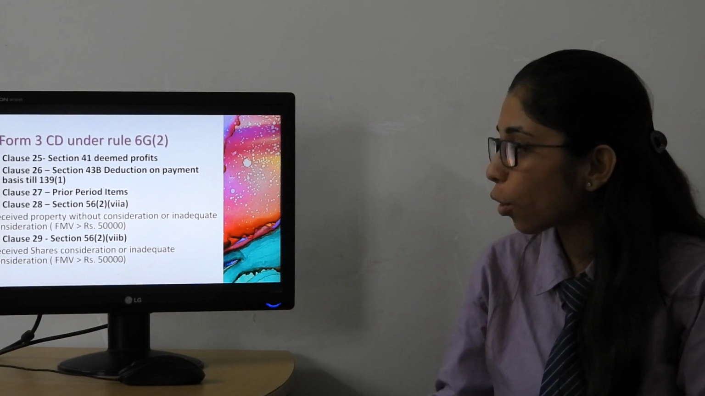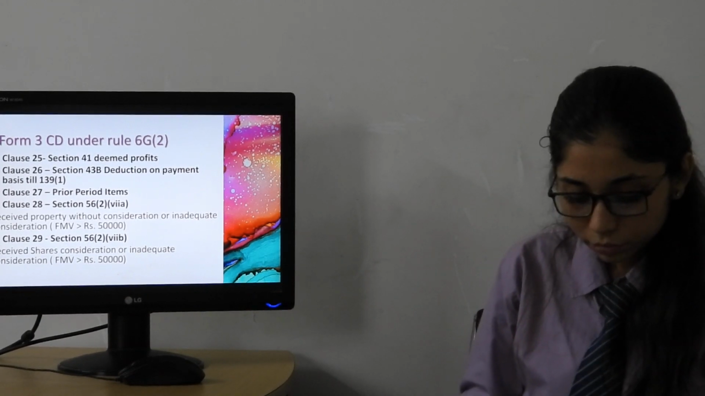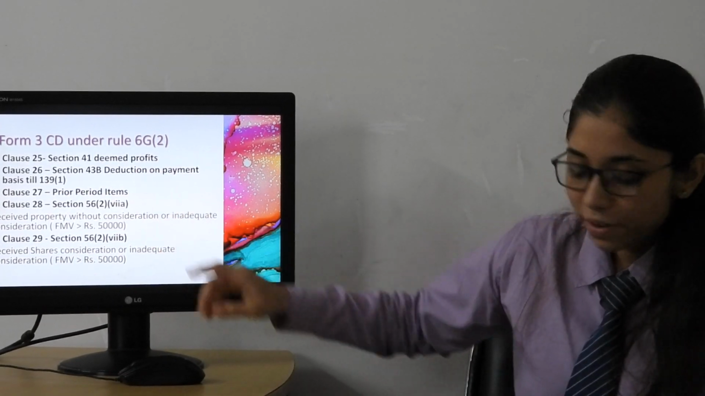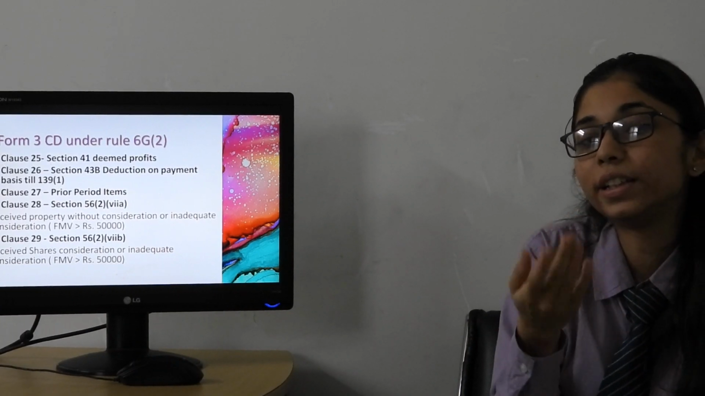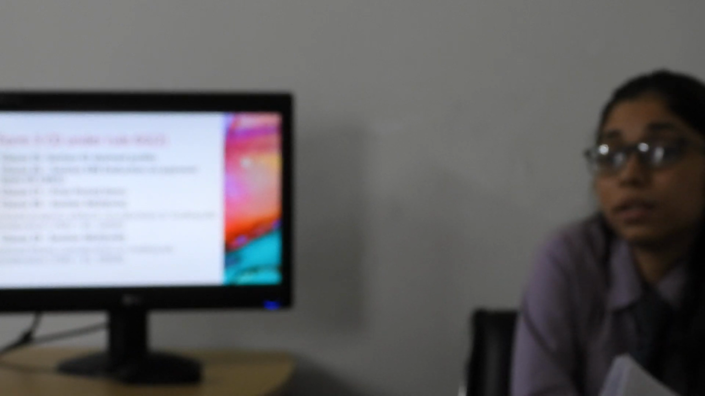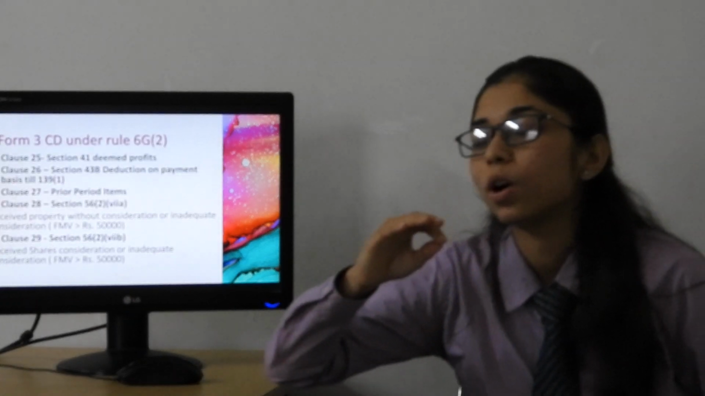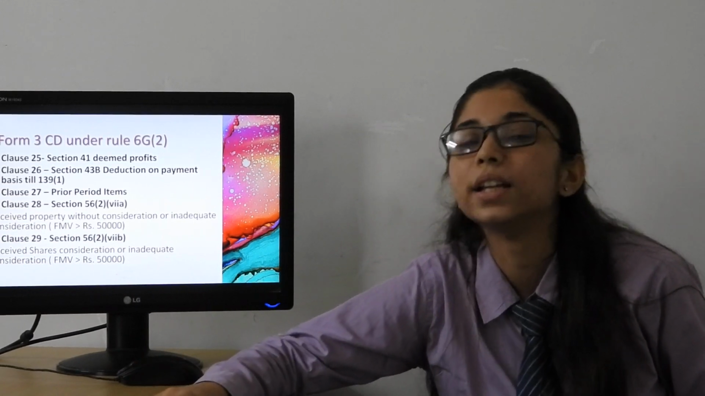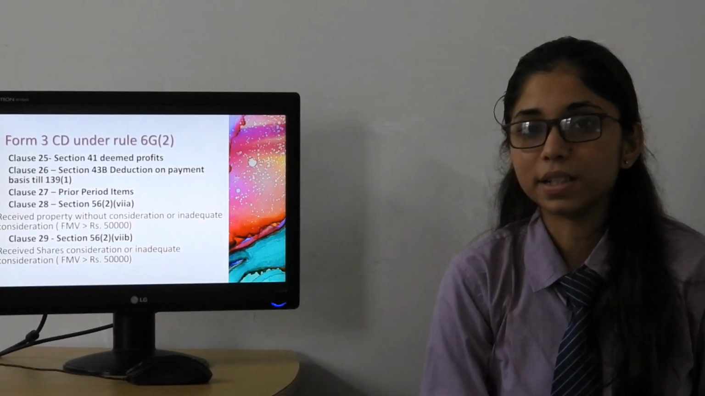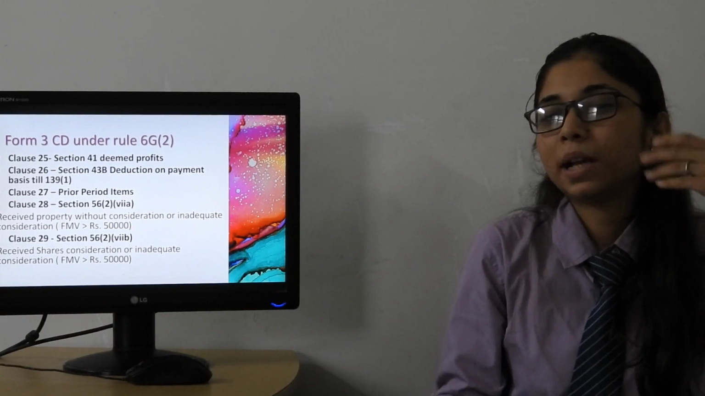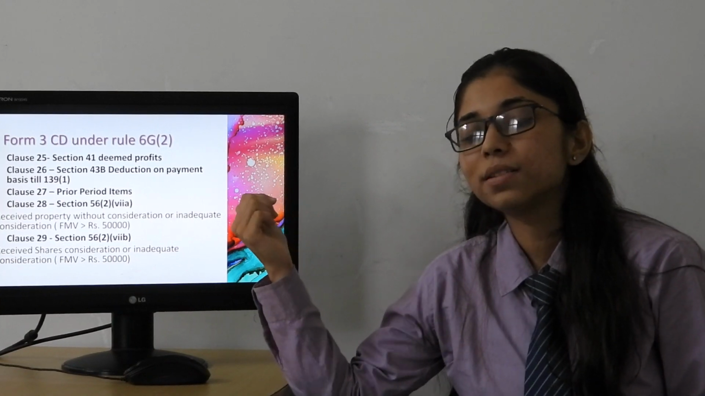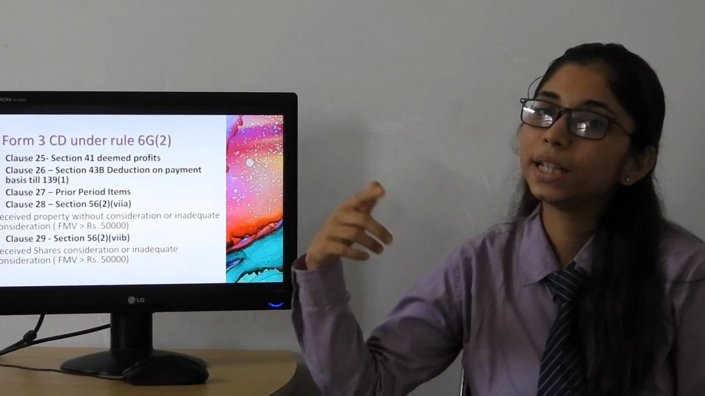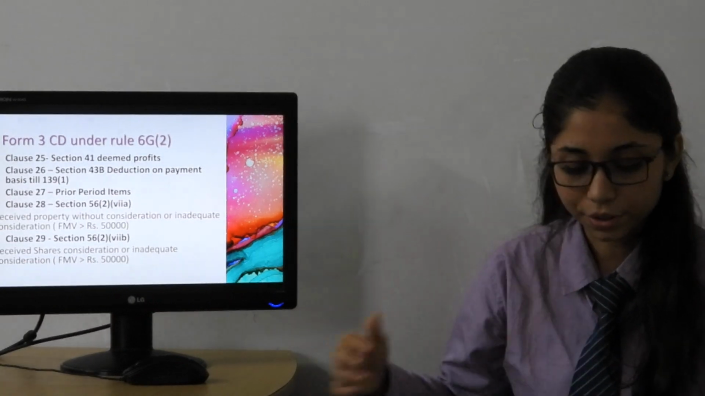Clause 25, section 41, deemed profit. Section 41 says that some of the payments which were earlier claimed as deduction or expenditure, but on actual basis the assessee didn't make any payment, rather, I would say, on accrual basis of accounting. We just book our expenditure, right? And we don't make payment, we make payment after or any time. So sir, if you are not making payment, then such expenditure claimed would be deemed income in the previous year.